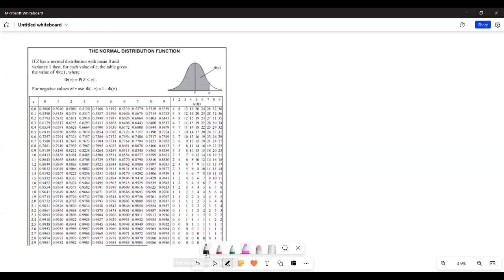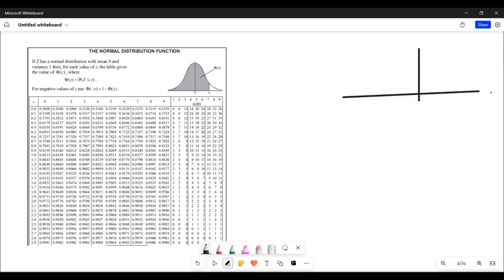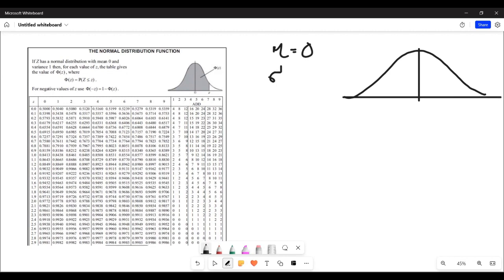So in the last two lessons, we learned how to use this table for finding probability of a normally distributed variable. We have discussed that this probability distribution is very symmetrical. We've discussed that if we're using the table, then the mean of the distribution needs to be 0, and the standard deviation of the distribution needs to be 1.